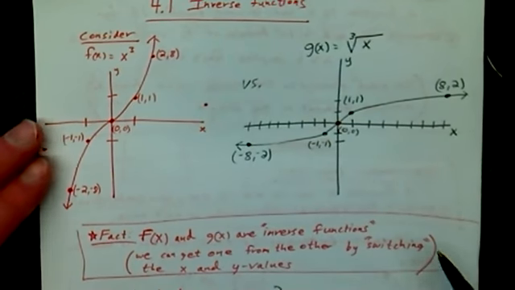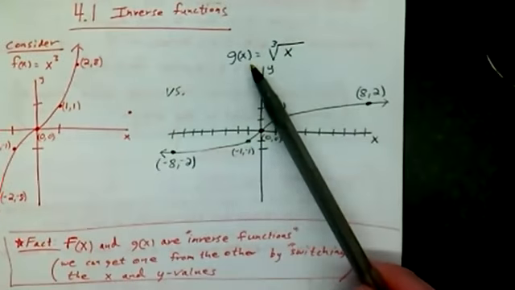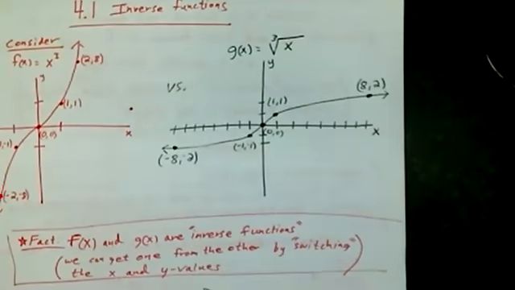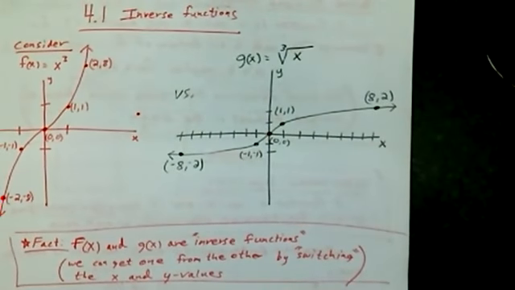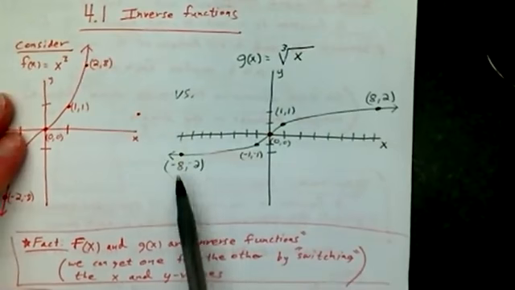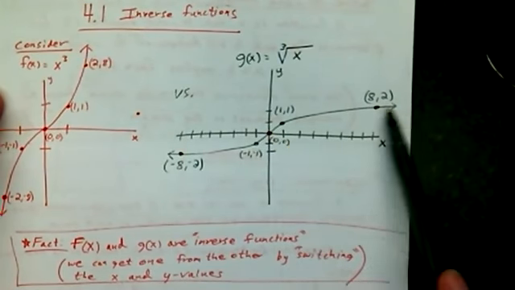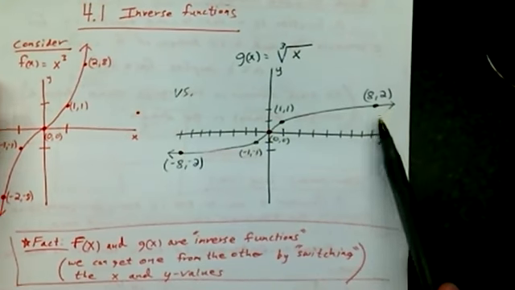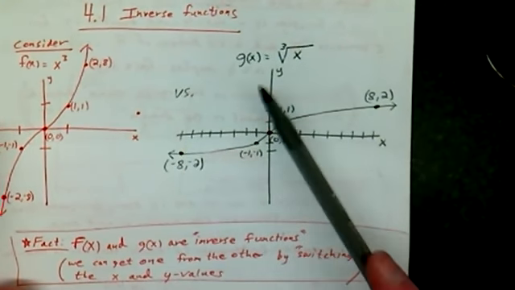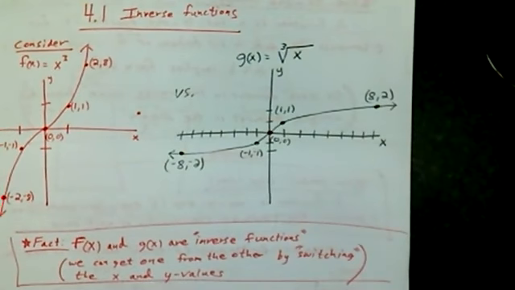Okay. The other one that I graphed was g of x is the cube root of x. Okay. And notice I labeled some points here: (-8, -2), (-1, -1), (0, 0), (1, 1), and (8, 2). So once again, you can plug that into your calculator. You can plug in these x values to verify that those are the correct function values.